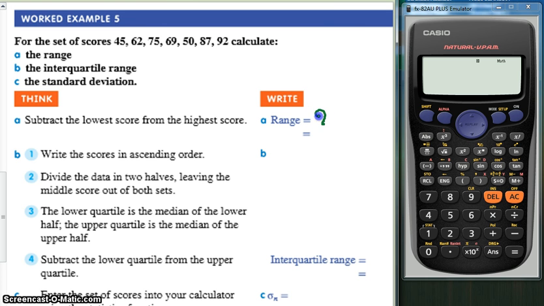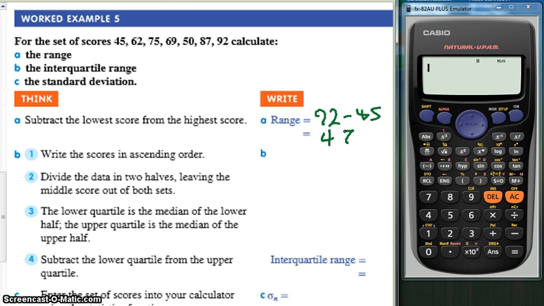Highest? 92. What's your lowest? 45. If you need to, put that into a calculator and get the answer 47. Because 45 plus 45 is 90, and just add 2 to you.